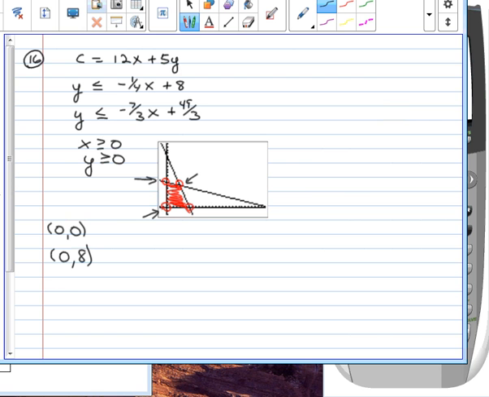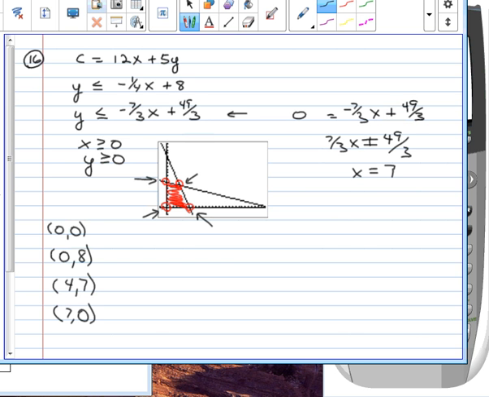4, 7 is the intersection, which you can find either by intersection of the graph or by substituting and solving by hand. And now we need this one down here. Now here's an easy way to do it. That's the real steep line. That's this one. That's where it equals 0. You can use your calculators if you want. 0 equals negative 7/3 x plus 49/3. So I get 7/3 x equals 49/3. X equals 7. Is that right? 7, 0. It's the 0 of it, where the equation equals 0.